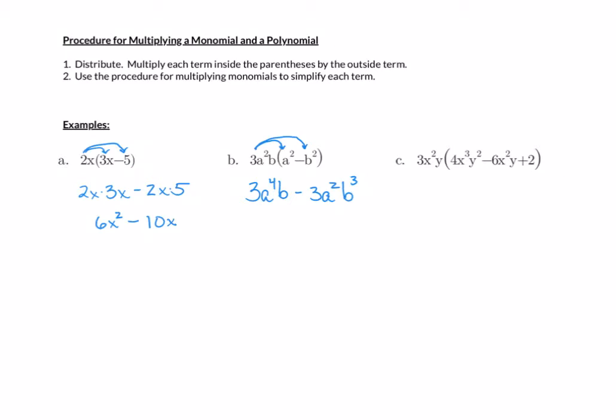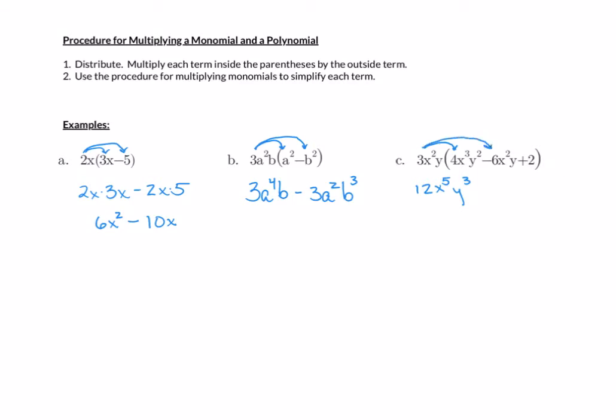All right, last one. We can have not only a binomial inside the parentheses, but we can have any number of terms inside the parentheses. So let's try a trinomial. So if we look at C, we're going to do the same thing. We want to multiply everything inside by the outside term. For the first one, we get 3 times 4 is 12. X squared times x cubed is x to the 5th. Y times y squared is y cubed. And that's my first term.